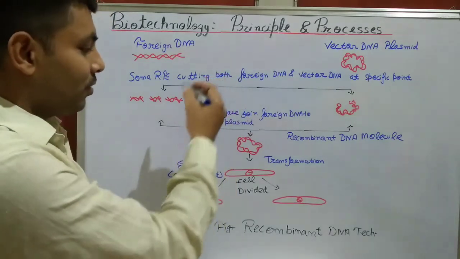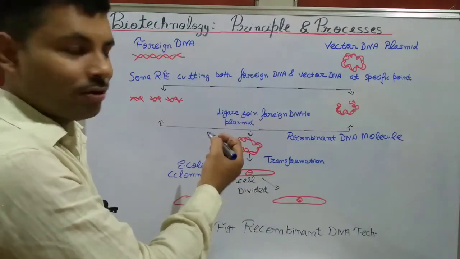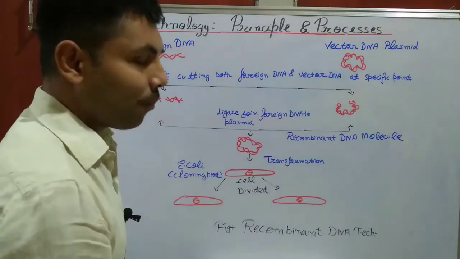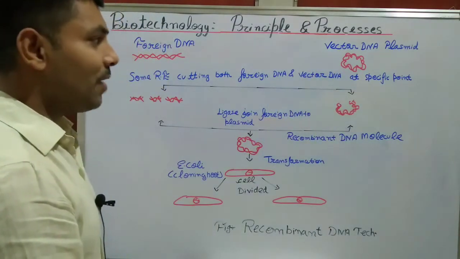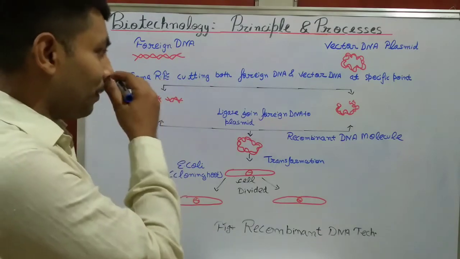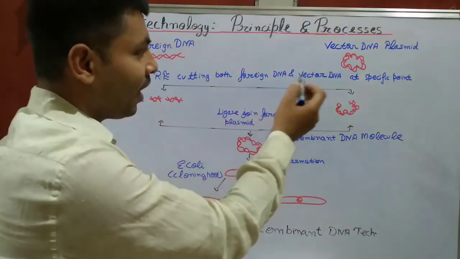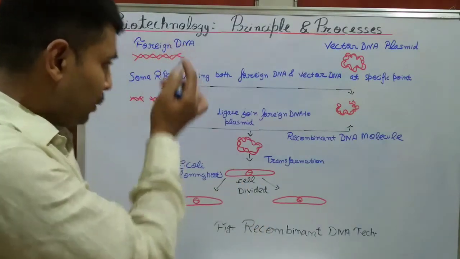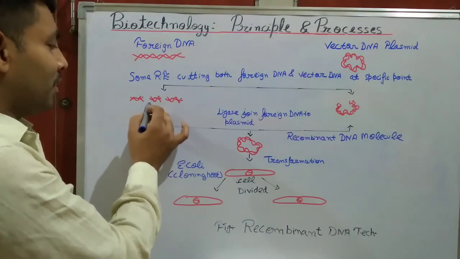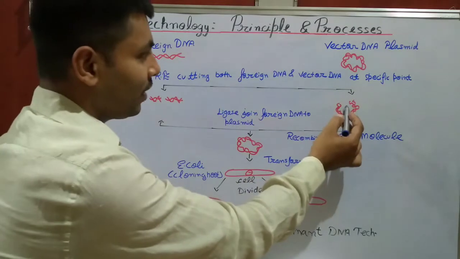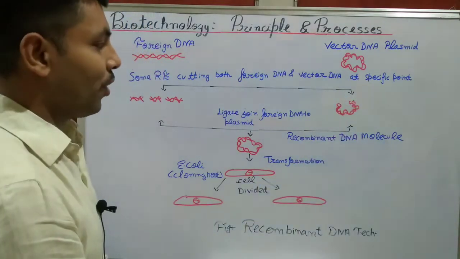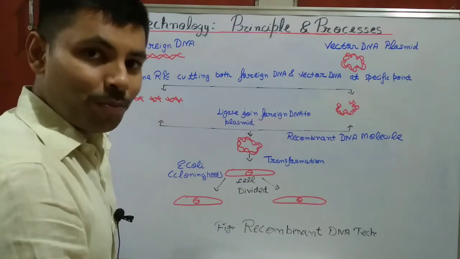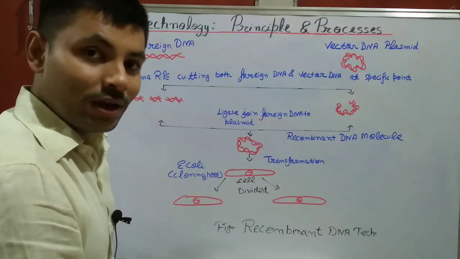Now see the recombinant DNA technology. Here is a foreign DNA and a vector DNA, a plasmid. As I have told you, the restriction enzyme cuts both the foreign DNA and the vector DNA at a specific point. See, this foreign DNA has been cut from this point, and the vector DNA has been cut from this point. Now ligase joins the foreign DNA to the plasmid. It is the activity of DNA ligase.